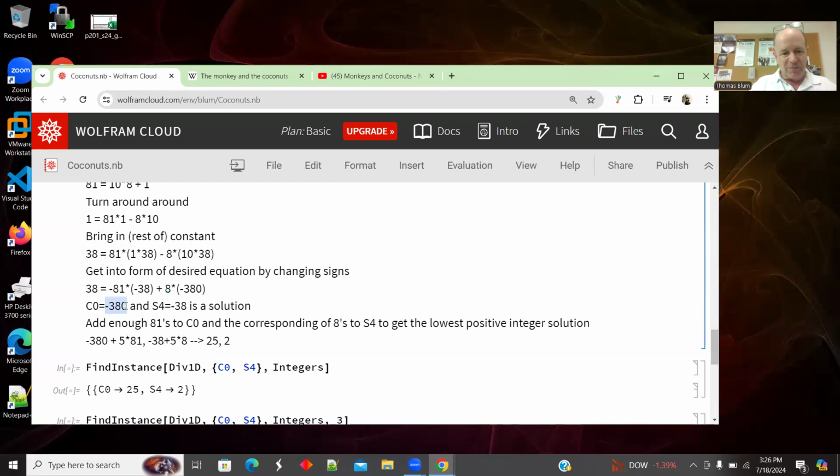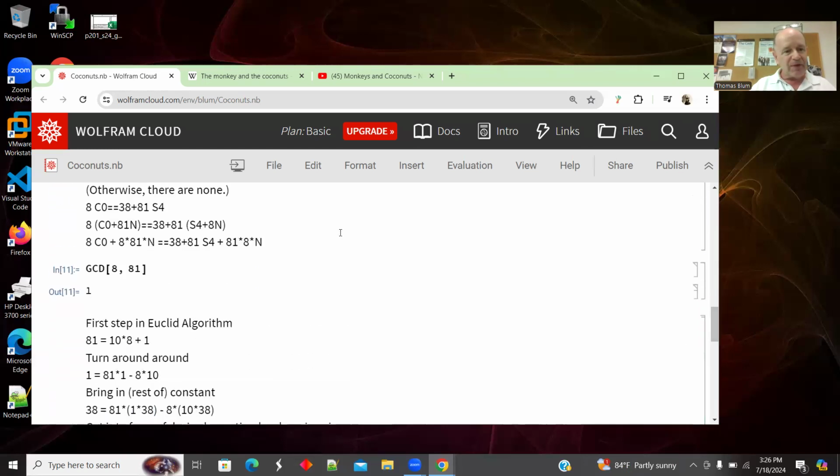Okay, but I got this answer: the thing that multiplied the 8 was the C0, and so I got a particular solution of minus 380, and the variable that had a coefficient of minus 81 was the S0, and so that was minus 38. So I have this solution. And then I know I can add 81 times an integer to C0 and 8 times the same number to S4 and get other solutions.